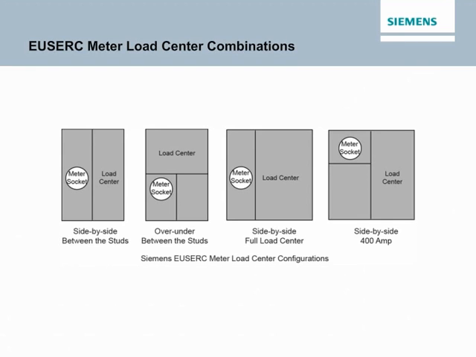Siemens USERC meter load centers are available in configurations shown in the accompanying illustration. Side by side, between the studs meter load centers have rails to adjust semi-flush mounting depths, but surface mounted products are also available. These meter load centers have a meter socket on the left and a half load center on the right. They can be fed from overhead or underground. They're available with 100 to 225 amp continuous current ratings. Load center circuit capacities range from 6 to 48 circuits.